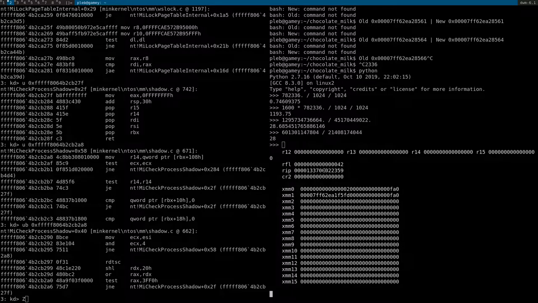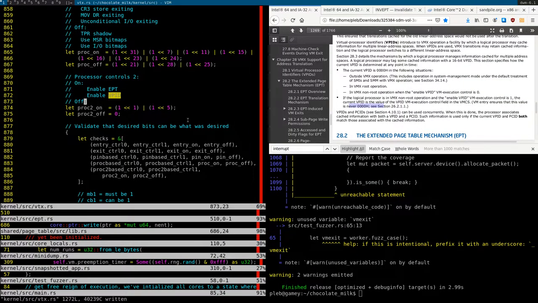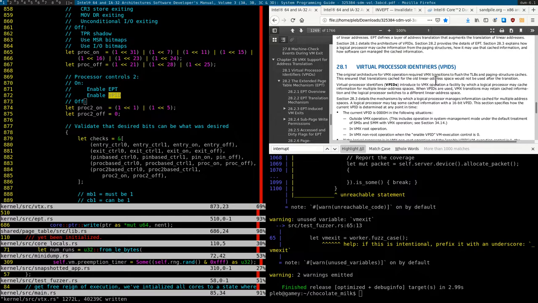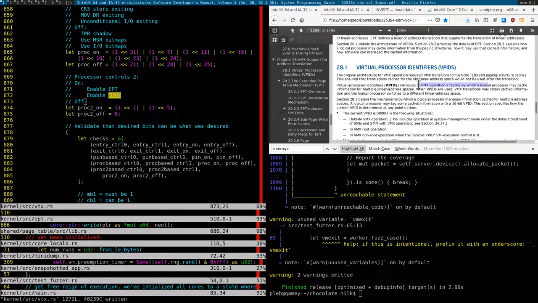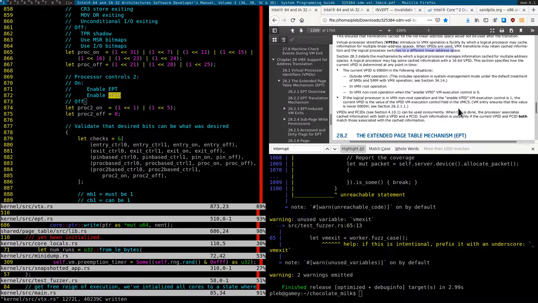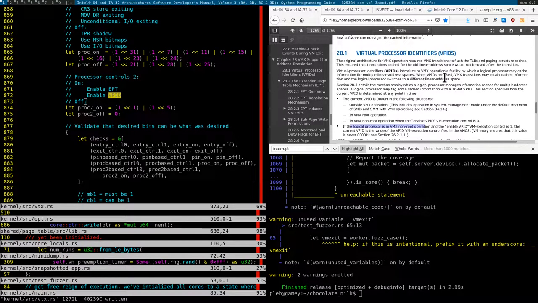We got a debug break, but this is on the... we cannot have a VPID of 0, but the way this works is by which a logical processor may cache information from multiple linear address spaces. When VPIDs are used, VMX transitions may retain cache information and the logical processor switches to a different linear address space. Oh, that's logical processor, though.